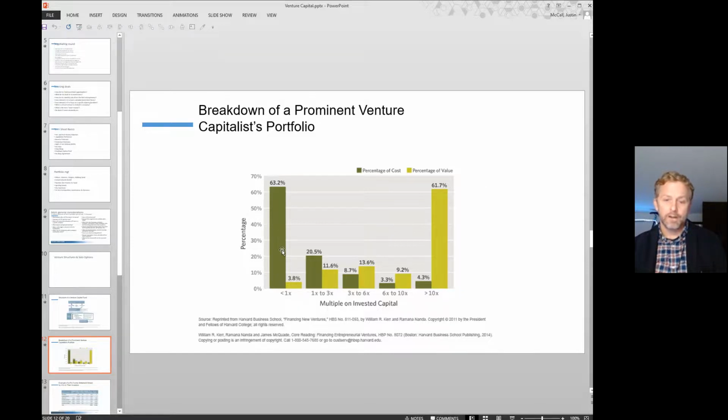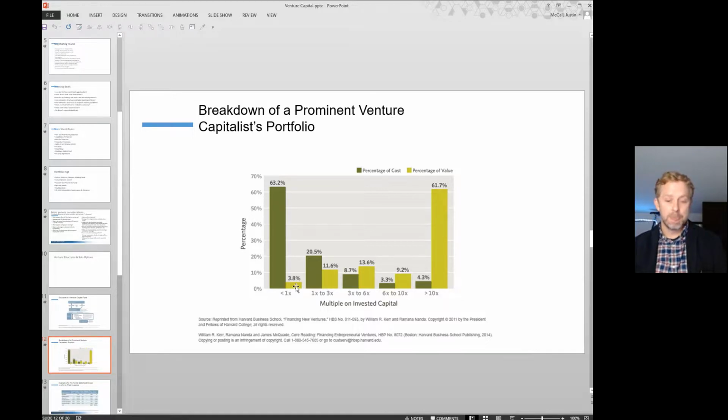So the bottom line here is that, I mean, this is pretty straightforward. If you think about the multiple on invested capital as less than 1x, what we're basically saying here is that a small portion of your overall value for portfolio is driving the outsized amount of your overall cost. So where you're getting a less than 1x return on your investment, that means you're losing money. Hopefully, that's a very small portion, like 3.8% of your overall portfolio value.